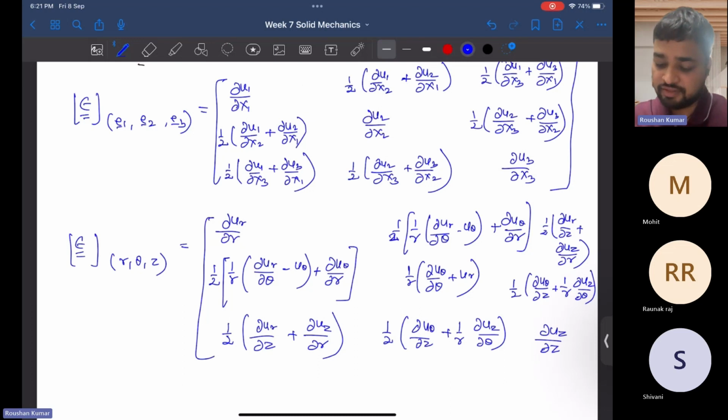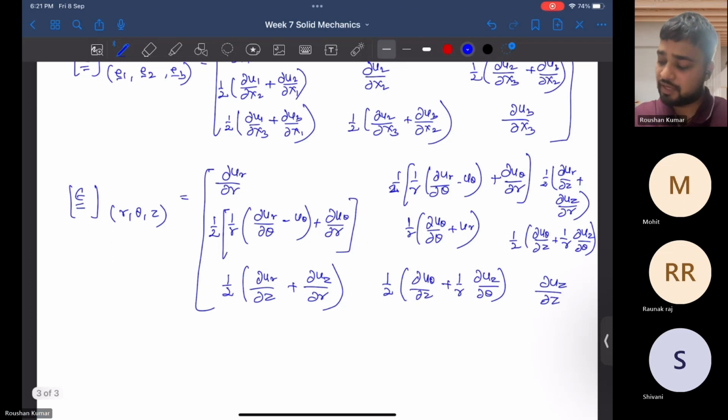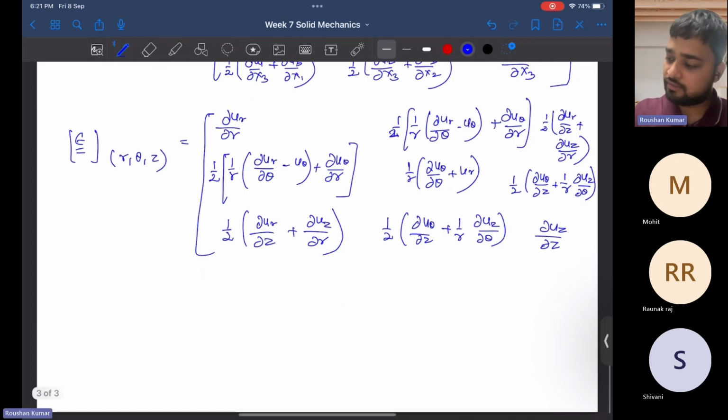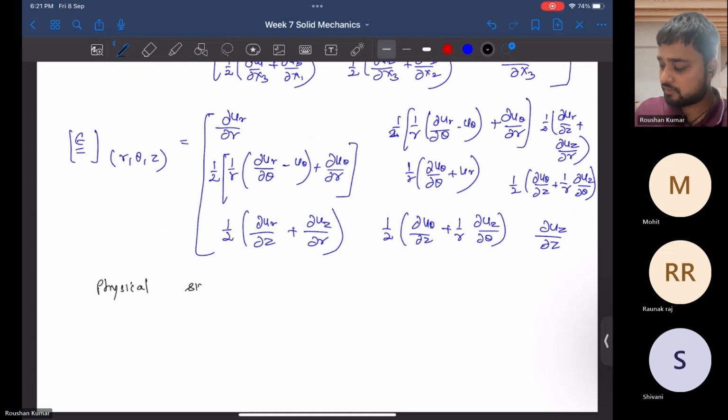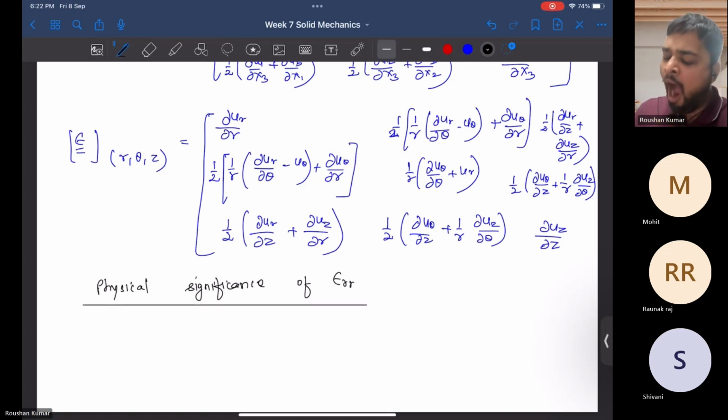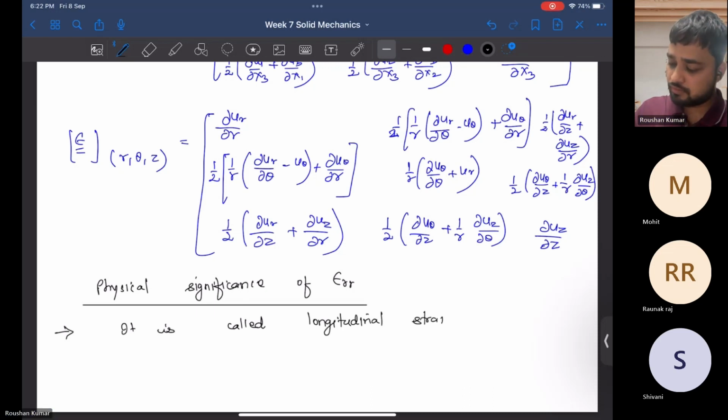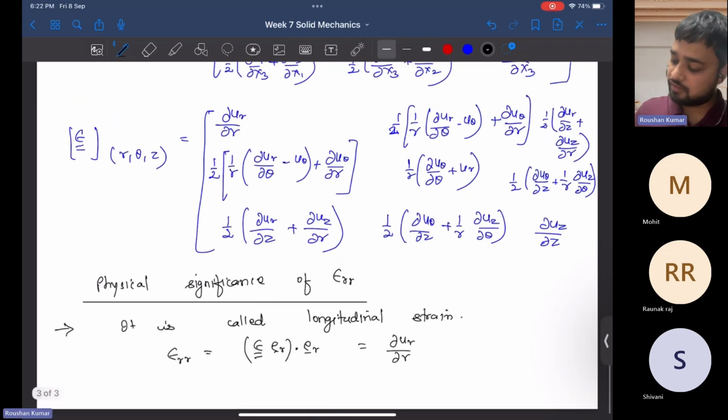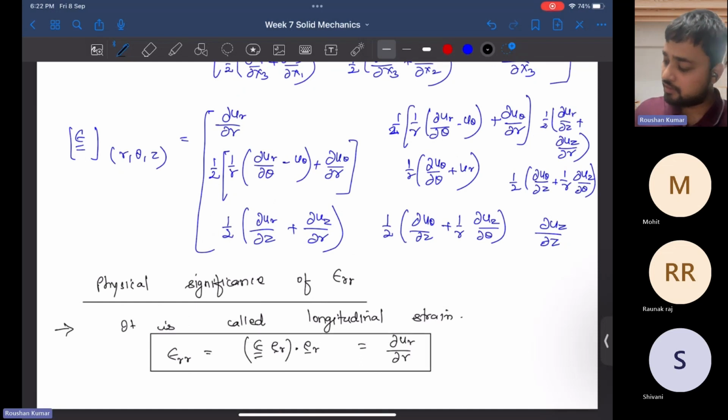Now we will see the physical significance of each strain component. The first component is epsilon rr, which we call radial strain, or longitudinal strain. Epsilon rr is called longitudinal strain, and it is given by epsilon er dot er, which is equal to del ur upon del r. So this is the longitudinal strain or radial strain.